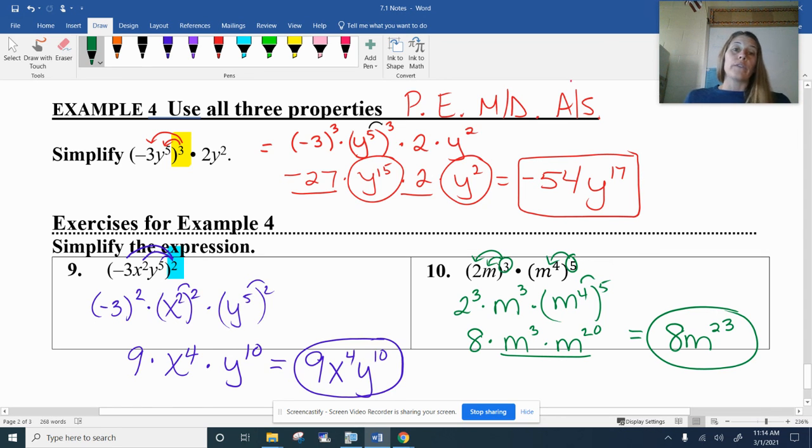So that's our overview of the 3 properties that have to do with products and powers. And we'll continue on tomorrow with a couple more properties.